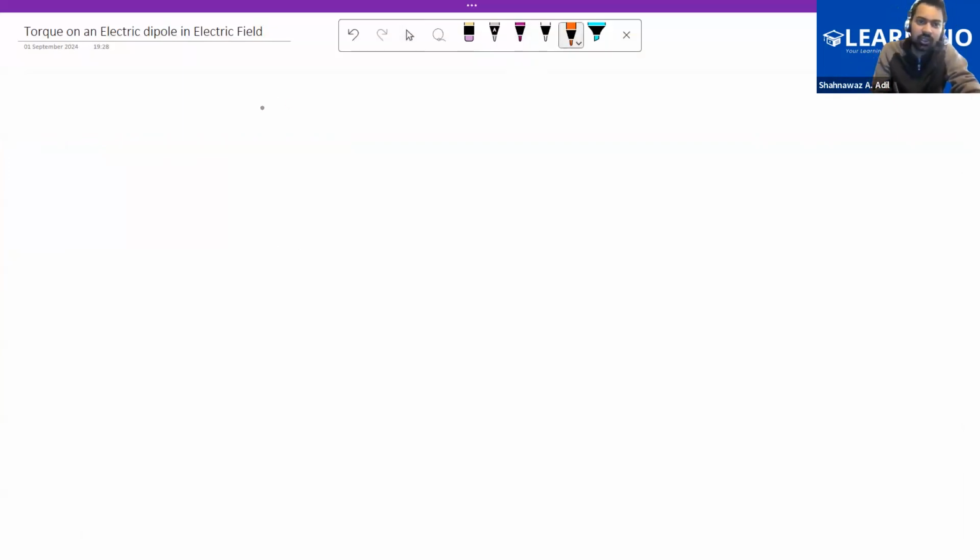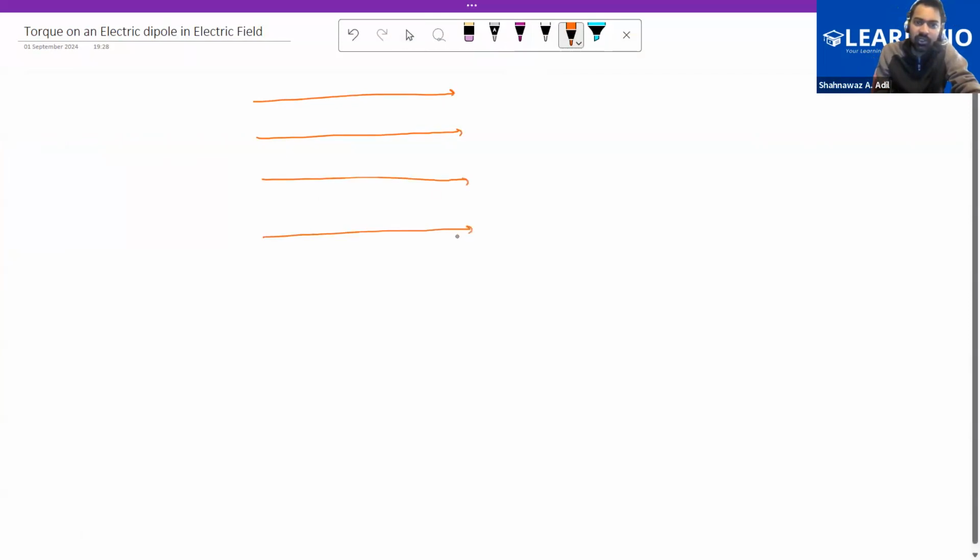So you have again an electric field, and this time you are not placing a unit charge or a particle charge, you are placing a dipole. Let's say this is the dipole, with minus Q here and Q here, with a separation of 2A. Now we already know that this one will feel the force in this direction and this one in this direction.